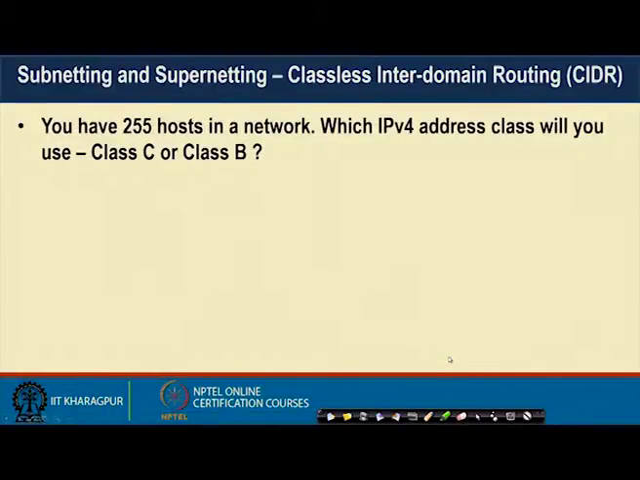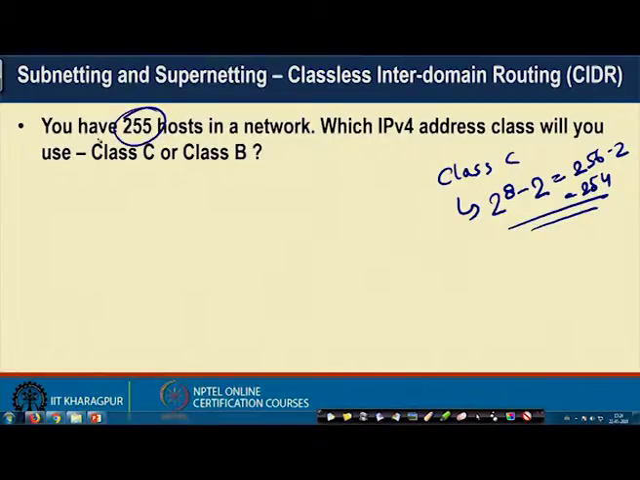Now, one interesting question: say you have 255 hosts in a network. The question is which IPv4 address class you should use. Should you use a class C IP address or a class B IP address? If you look into a class C IP address, you have 8 bits in the host space. So, for a class C IP address, the number of valid hosts is 2 to the power 8 minus 2, which is 256 minus 2, that is 254.